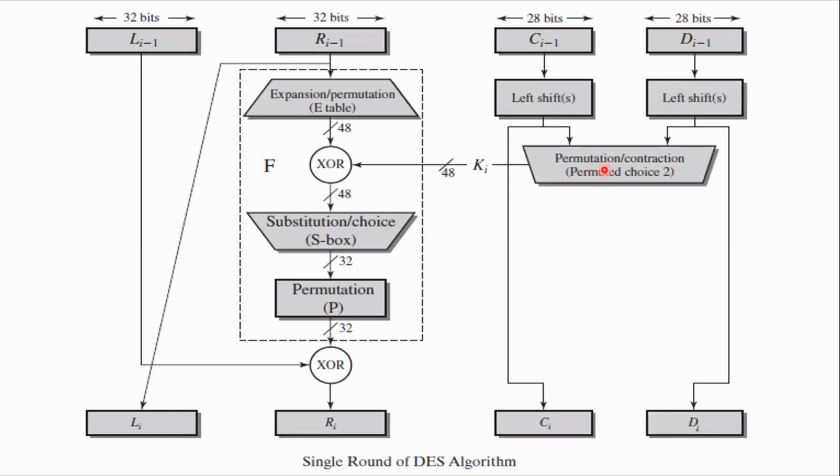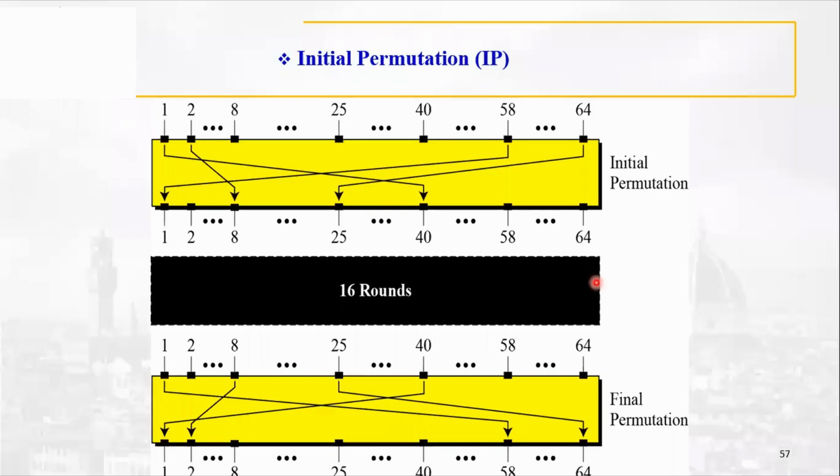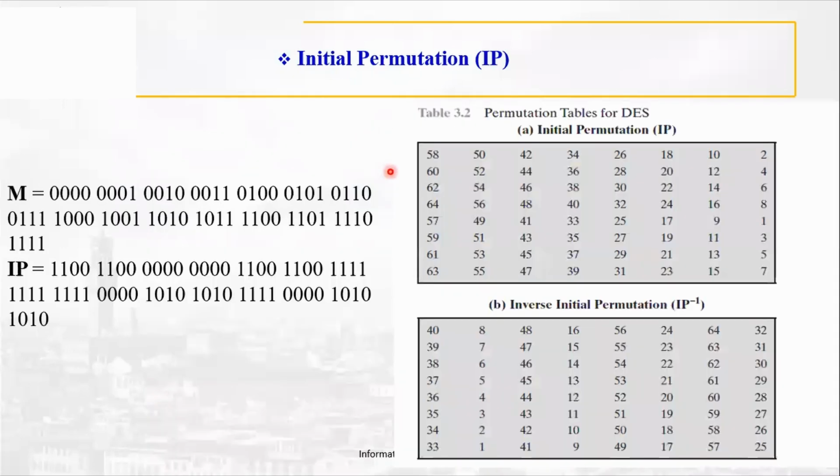And then you'll have to do this in a loop to prepare how many keys? 16 keys, because for each round you have to provide a separate key. So that has to be performed in a for loop. So this is the initial permutation, as I have explained earlier.